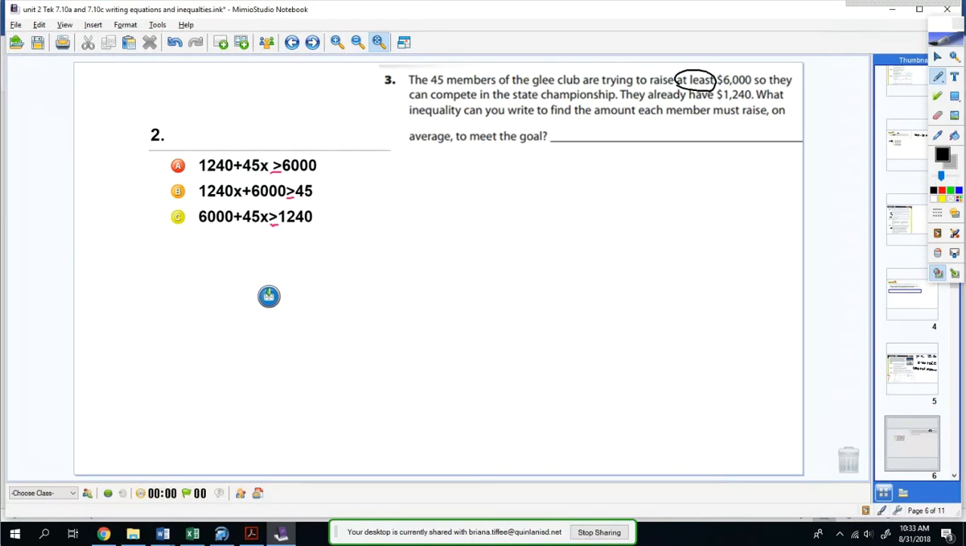Okay, the 45 members of the Glee Club are trying to raise at least $6,000 so they can compete in the state championship. They already have $1,240. What's the inequality? So they already have $1,240. So that's your starting point. And they're going to add 45x to that because there's 45 members who are going to bring in the same amount.